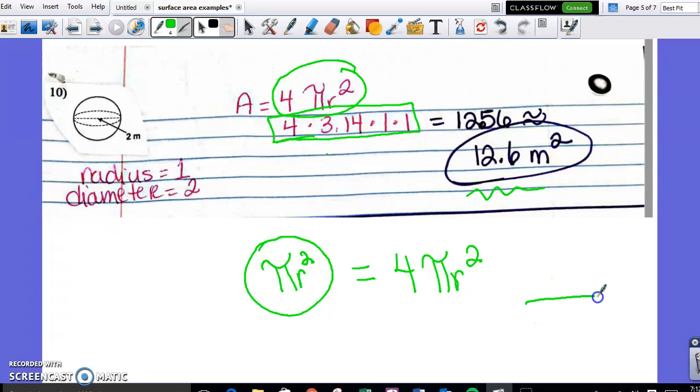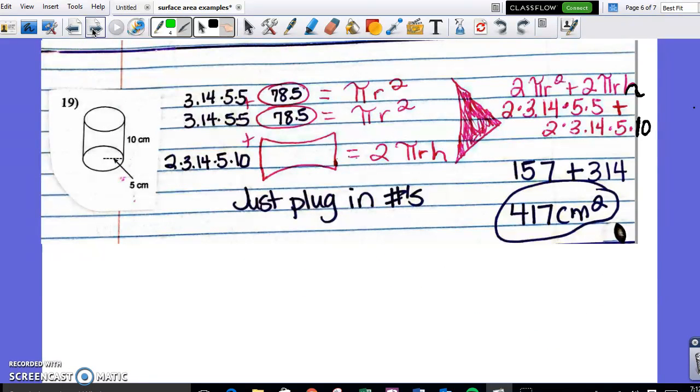Now, if this was a half of a sphere, okay, then instead of it being 4 pi r squared, it would be 2 pi r squared, because your formula is this, and you divide it by 2, and that's what you get from here. Okay, just trying to show you another method. And the last one, or no, the next to last one, this is a can.